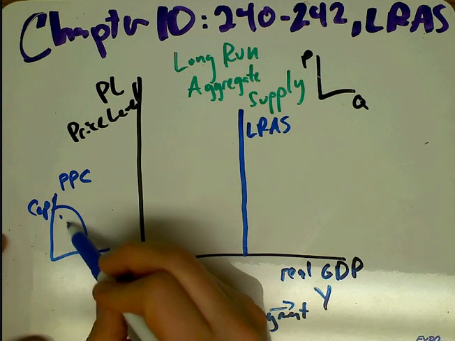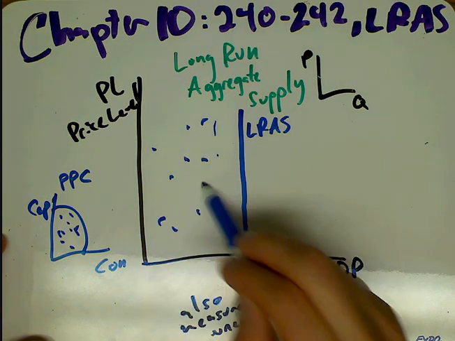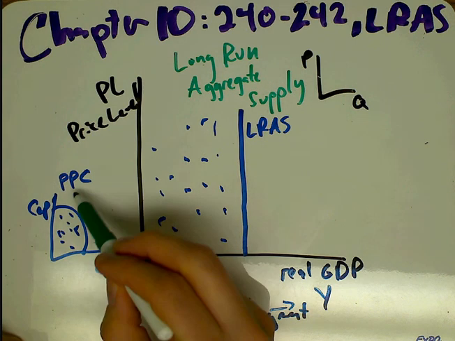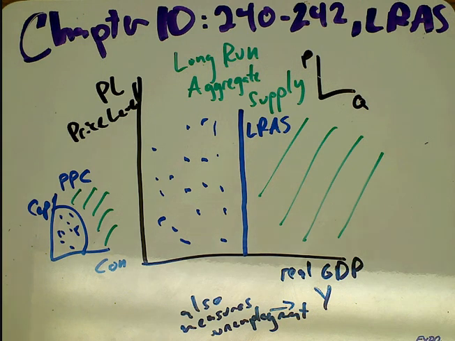So anything here sort of corresponds to this area, and anything outside of it would correspond to this area. That's one way to think about it.